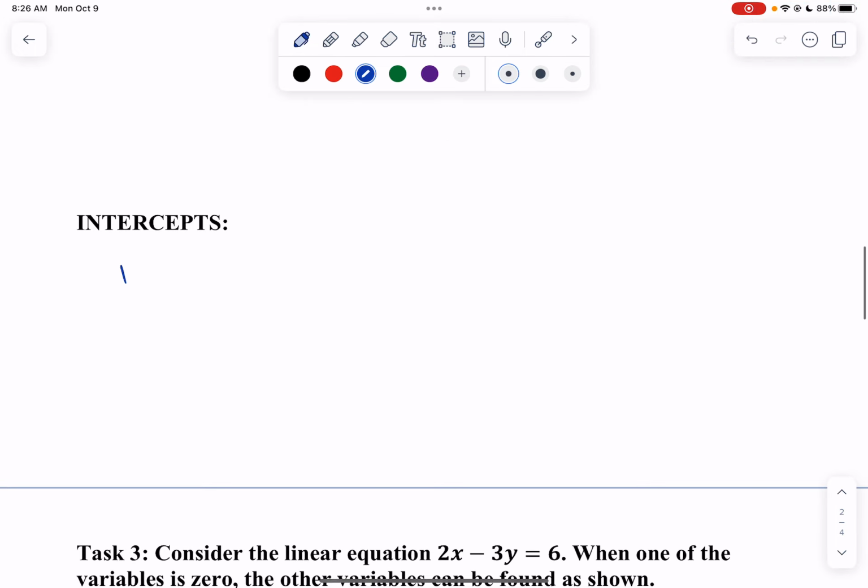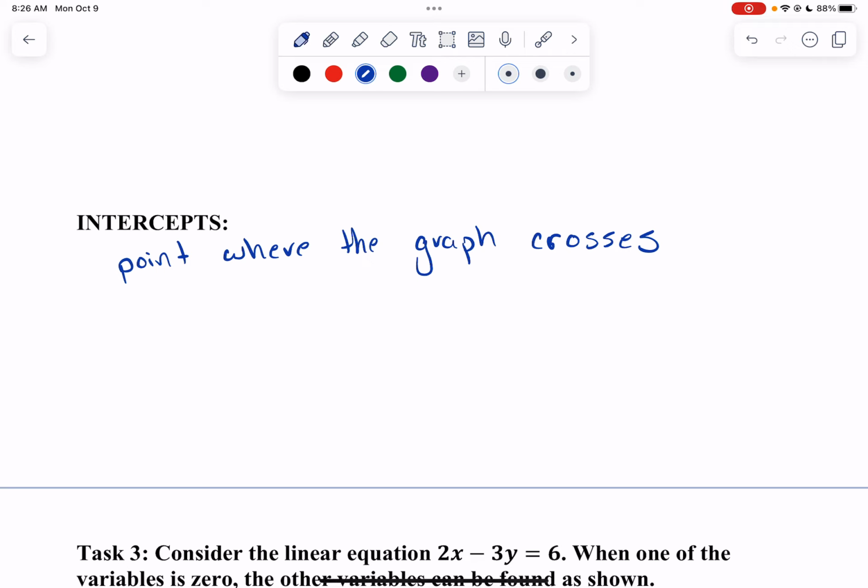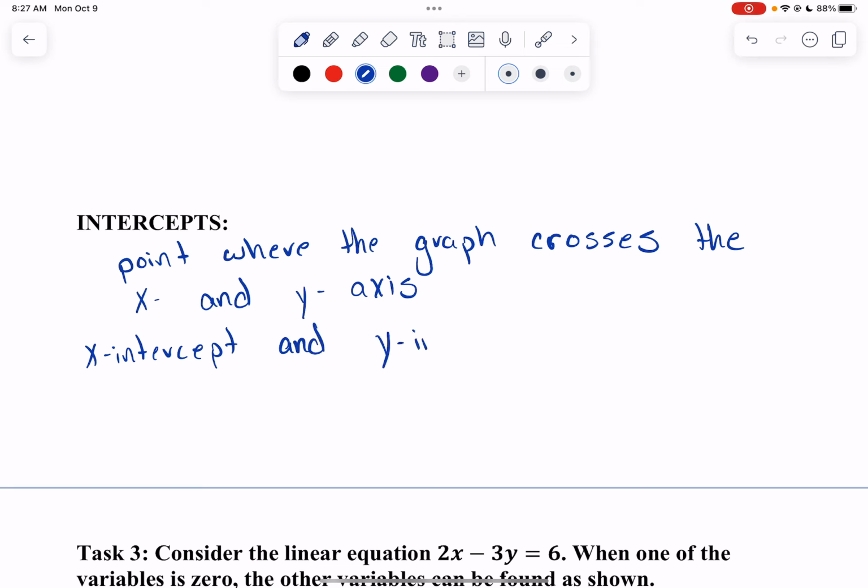Intercepts: the points where the graph crosses the x and y axis. So we have two different types of intercepts. We have an x-intercept and a y-intercept.